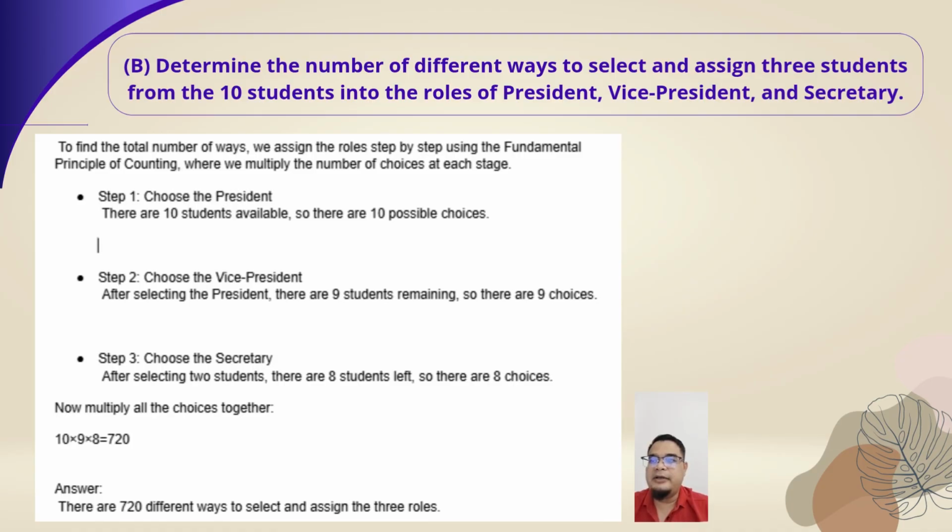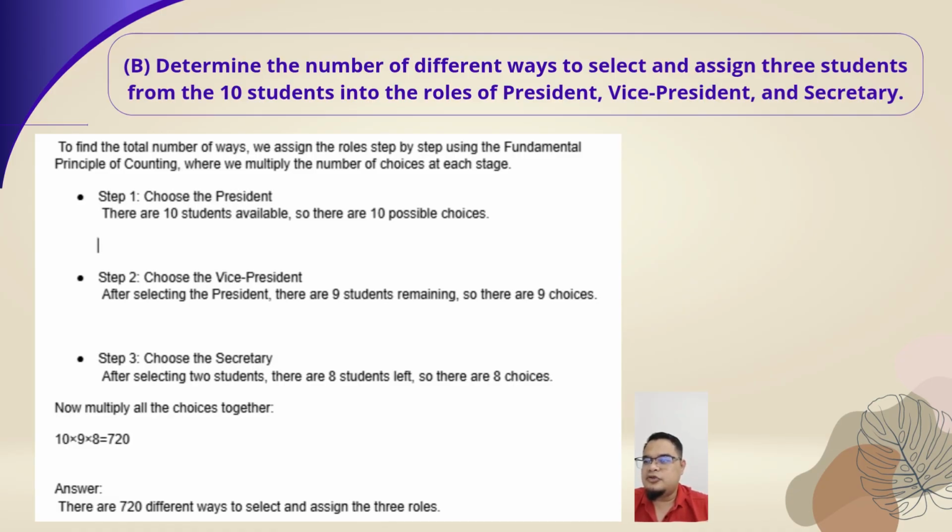Question B. Determine the number of different ways to select and assign 3 students from the 10 students into the roles of president, vice president, and secretary. The answer has 3 steps. To find the total number of ways, we assign the roles step by step using the fundamental principle of counting, where we multiply the number of choices at each stage.